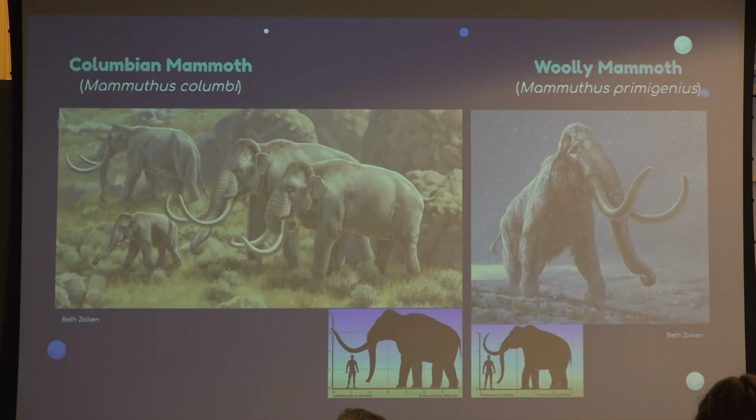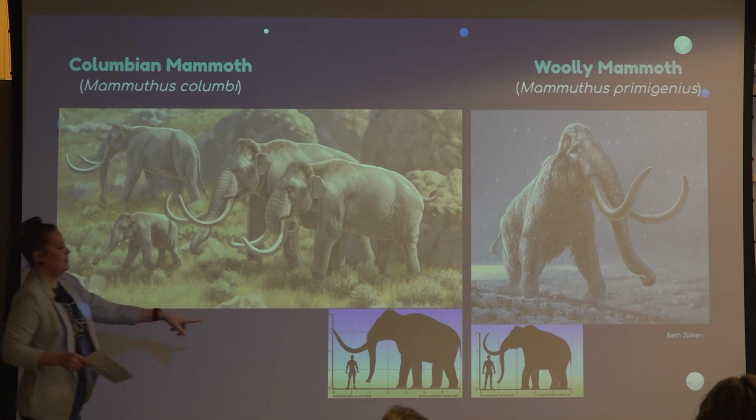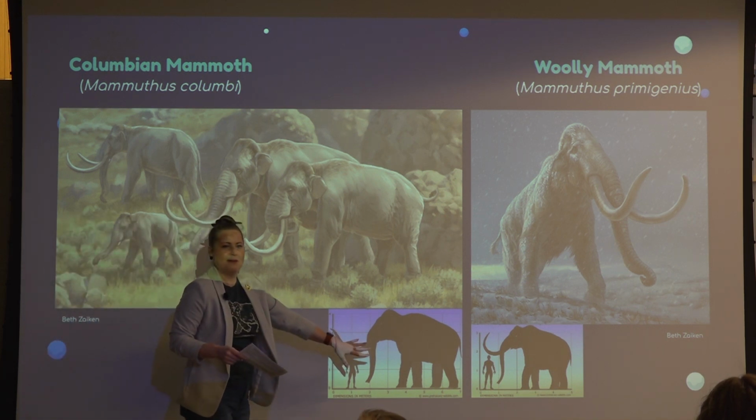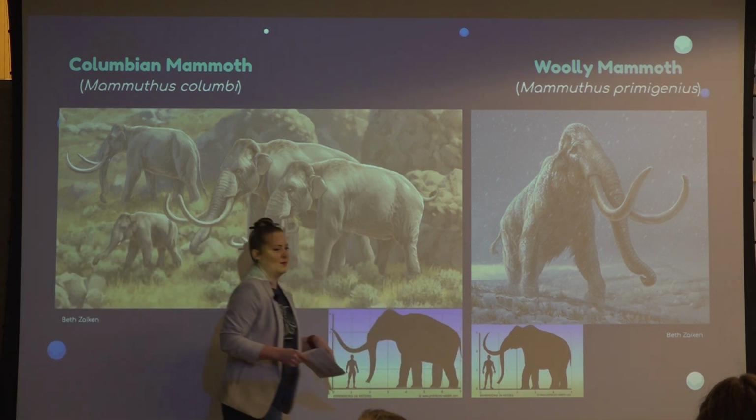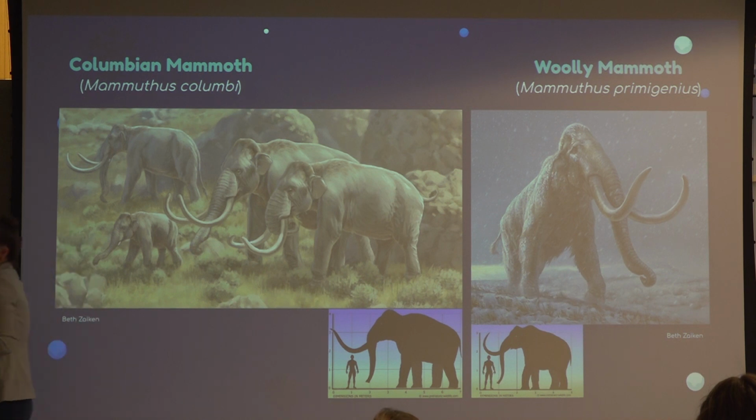Here in Montana, we're actually really, really lucky because we are one of the few states that have both Columbian mammoths and woolly mammoths. I tried to make the scale down here the same so you can see how much bigger a Columbian mammoth was compared to a woolly mammoth. Columbian mammoths were mostly southern United States and woolly mammoths were mostly northern United States, and then they came in perfectly right here in Montana where we have both.